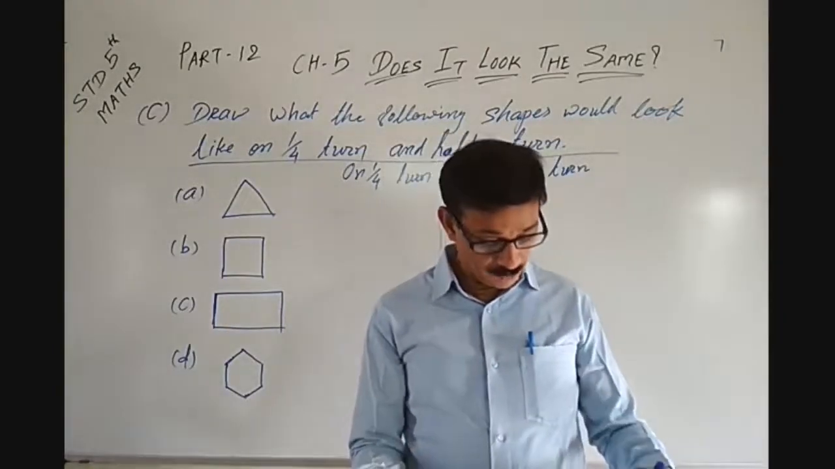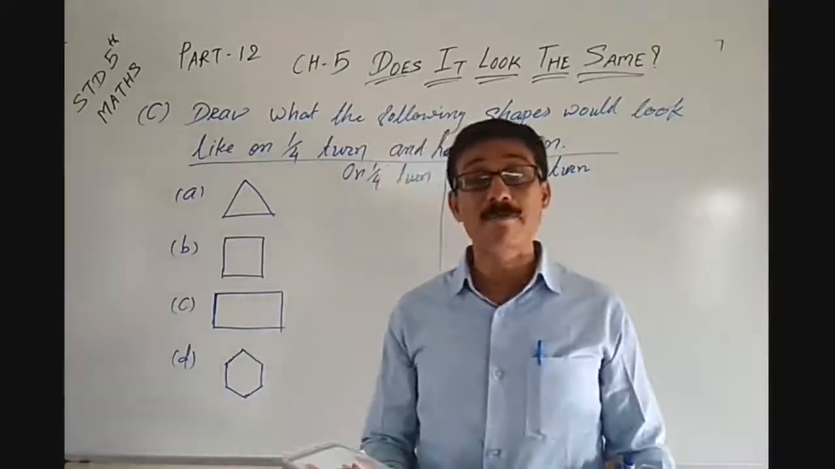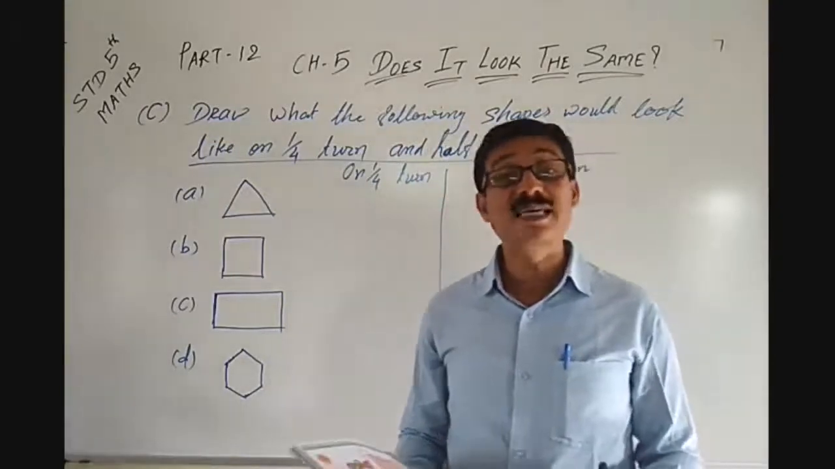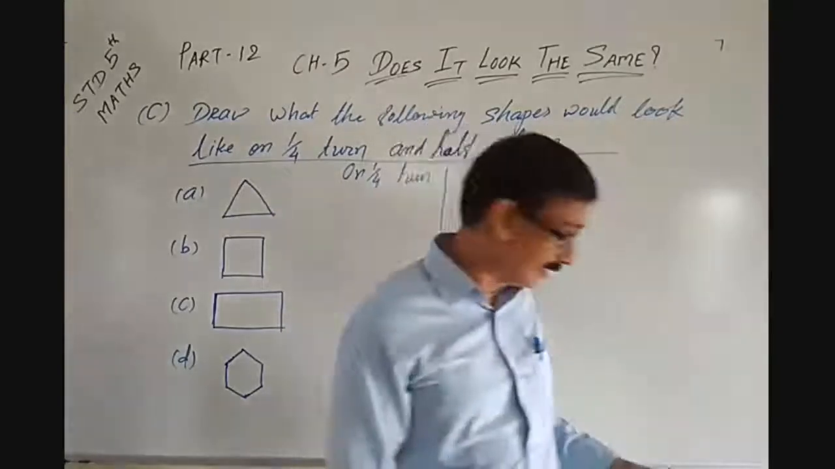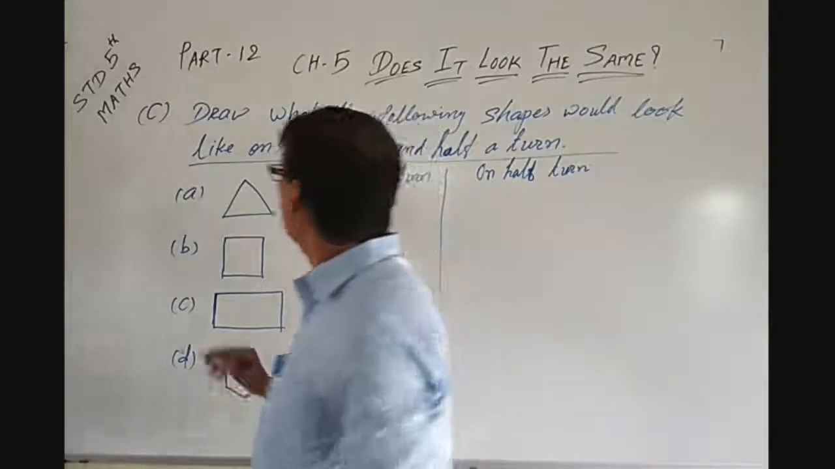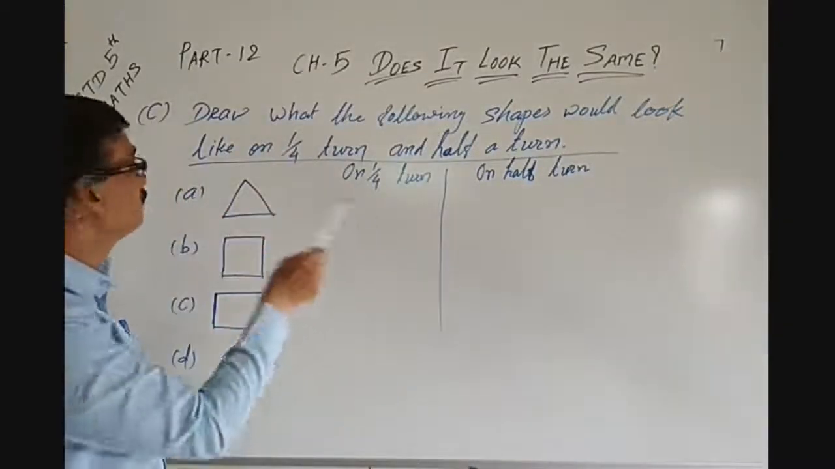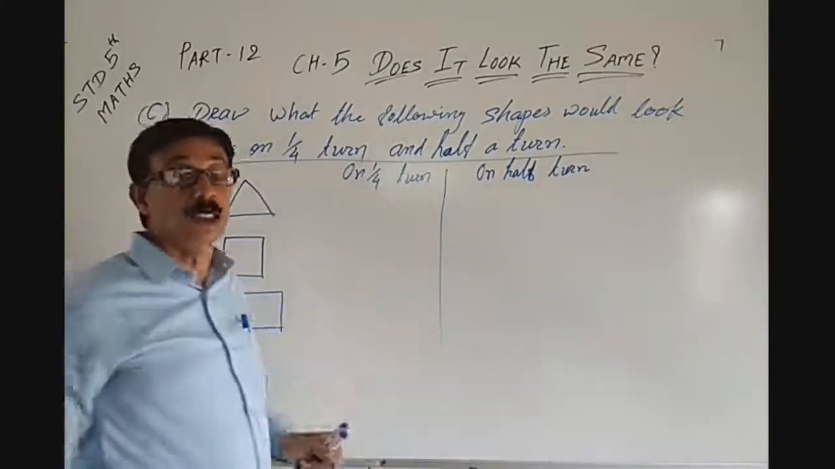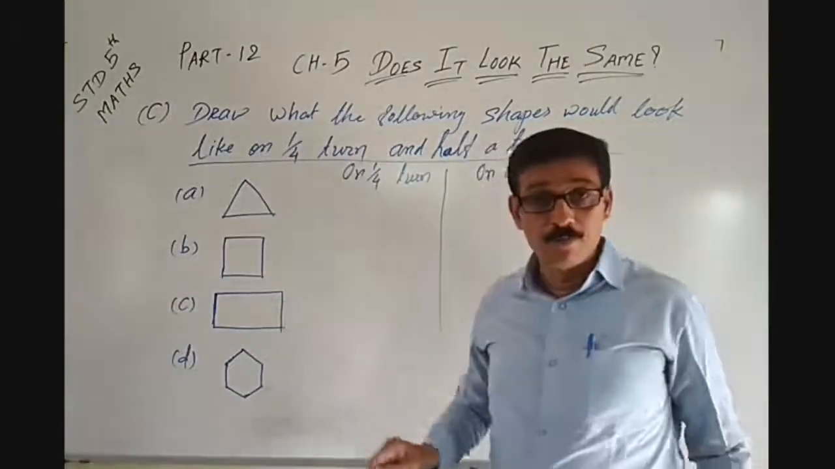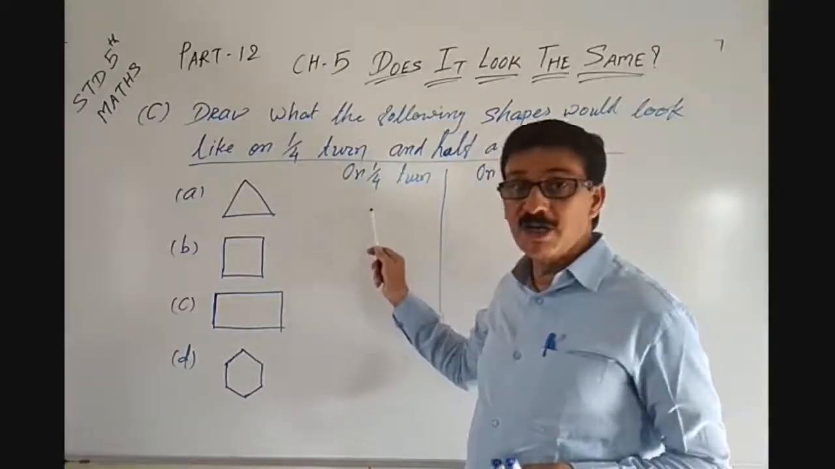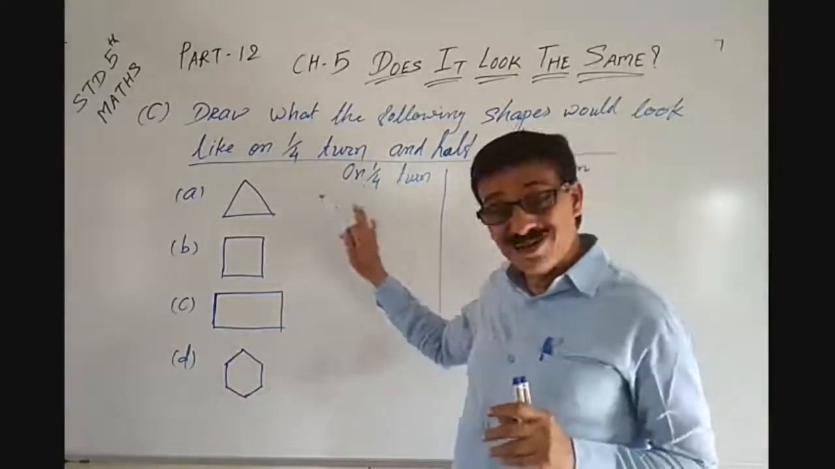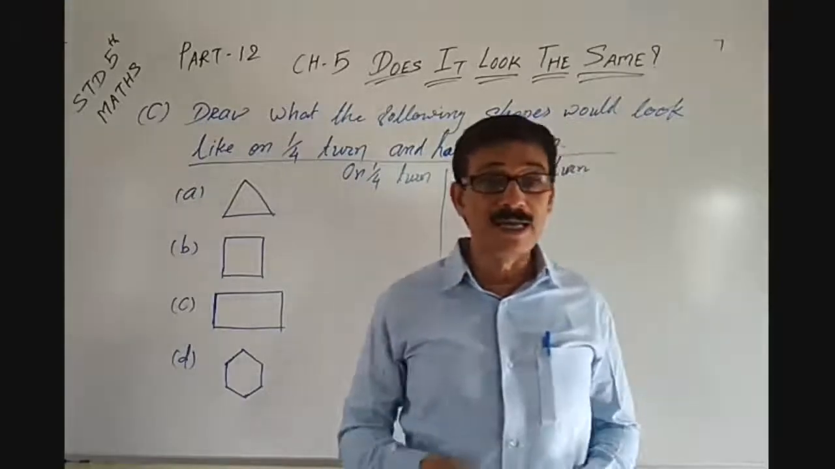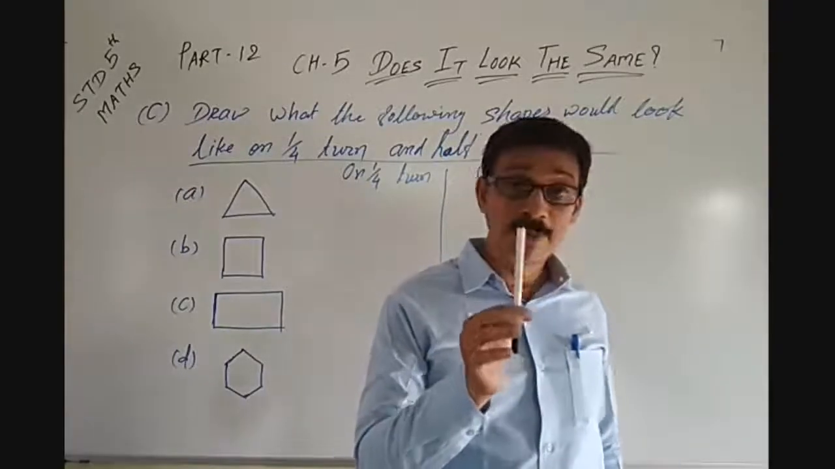And now today, open your textbook and be on the page number 84. Which page? 84. And on which practice C is there. Practice C. Let's see that practice. What is there? See, draw what the following shapes would look like on 1/4 turn and half a turn. So these are the shapes 1, 2, 3, 4. We will give it 1/4 turn and half a turn, and that shape we will have to draw into our textbook. So you should keep your textbook open as well as keep a sharpened pencil with you.